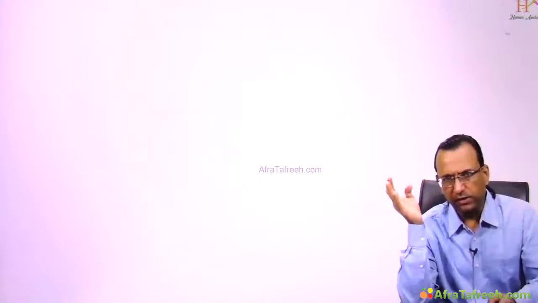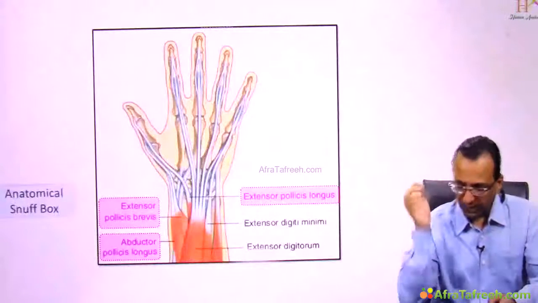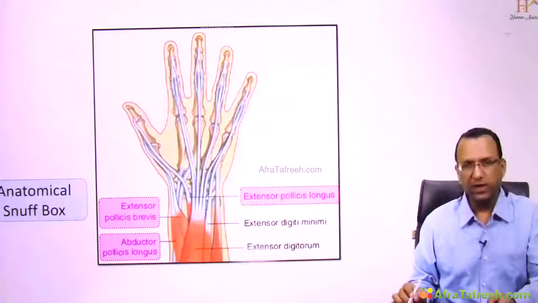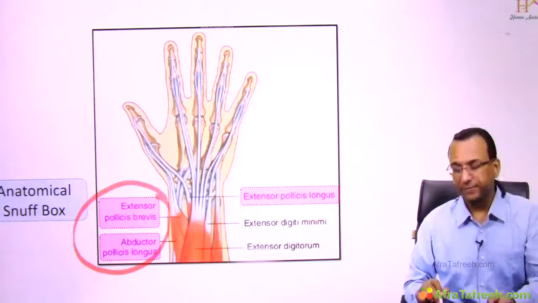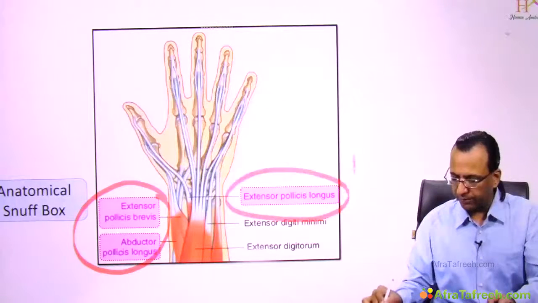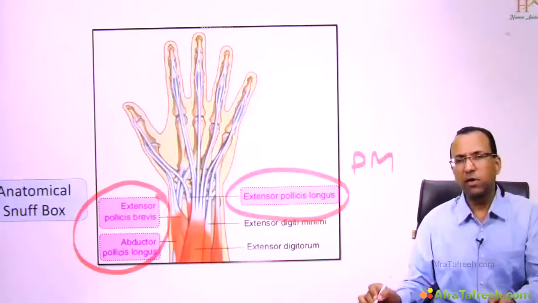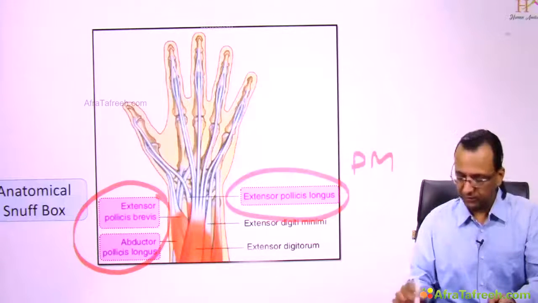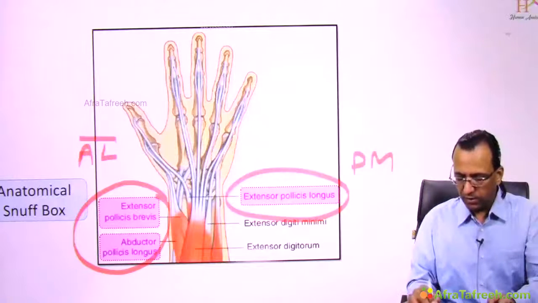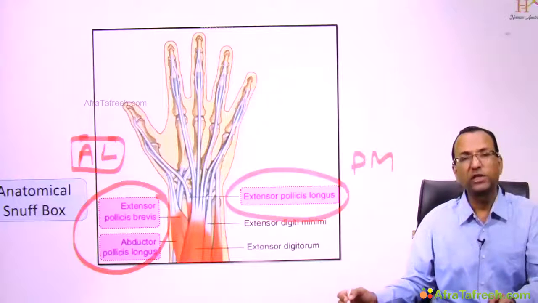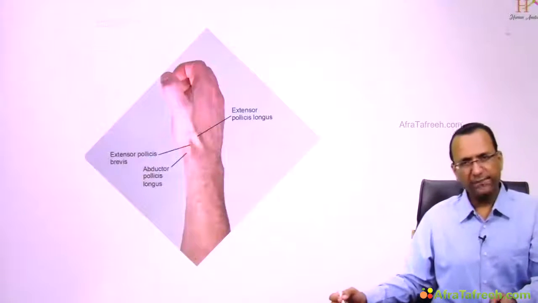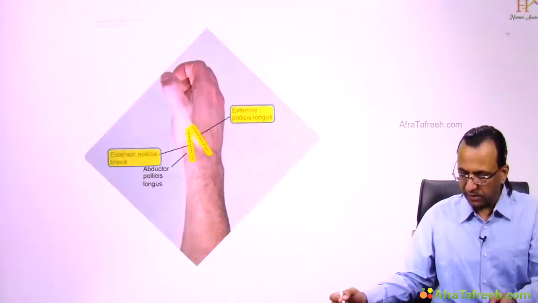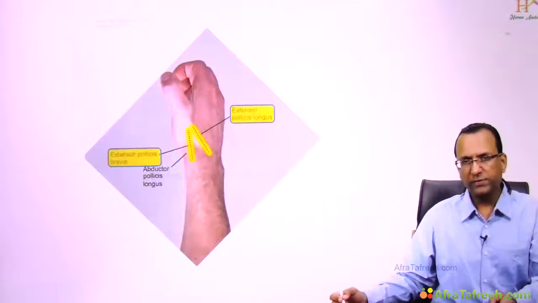If you want to talk about the anatomical snuffbox, you have to actually magnify this area. Then you can see there are two tendons which form the anterolateral boundary, and there's one tendon which is the posterior medial boundary. So extensor pollicis longus is the posterior medial boundary, and these two are the anterolateral boundary. Let us discuss them now by looking at the anatomical snuffbox. So this is the anatomical snuffbox, and these are its boundaries.